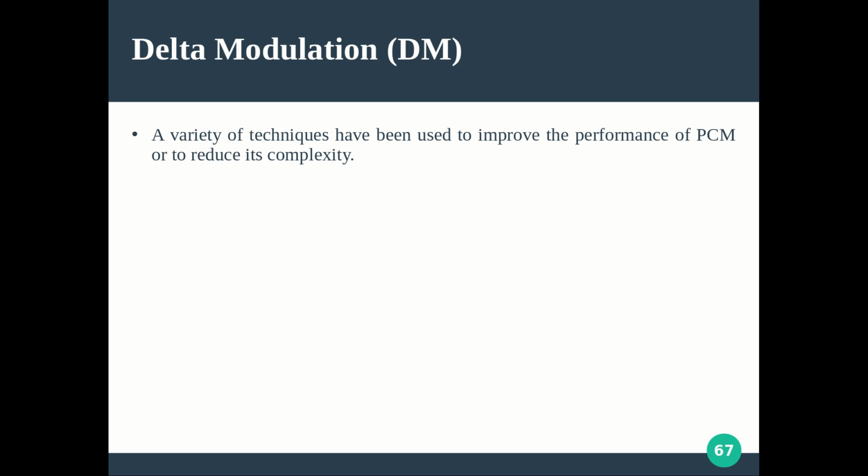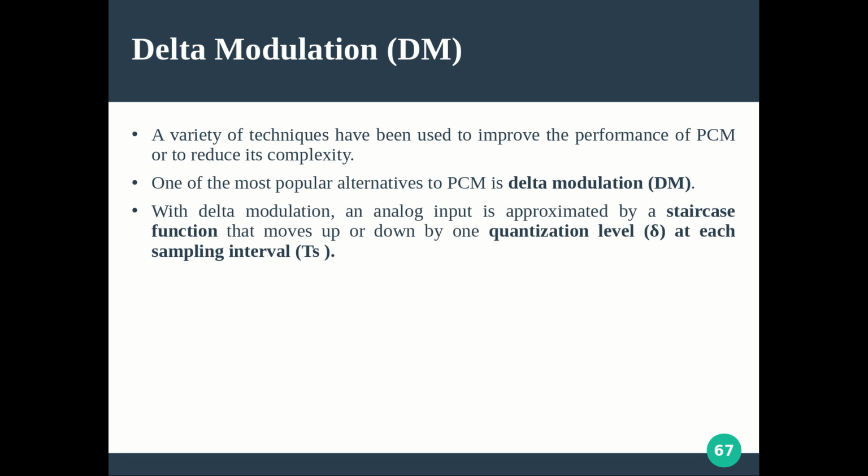A variety of techniques have been proposed or used to improve the performance of the pulse code modulation or to reduce its complexity. One of the most popular alternatives to PCM is delta modulation. With delta modulation, an analog input is approximated by a staircase function. So here we are using a staircase function. We will see with an example how it is formulated and how it is functioning. A staircase function that moves up or down.